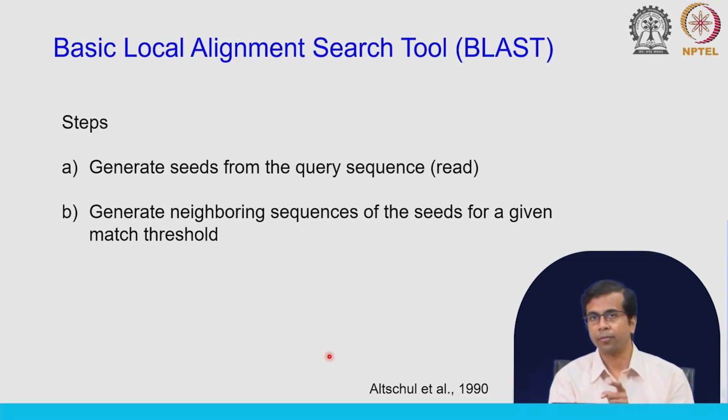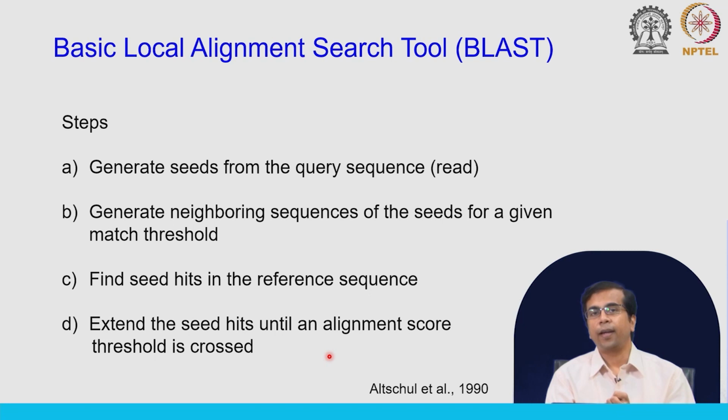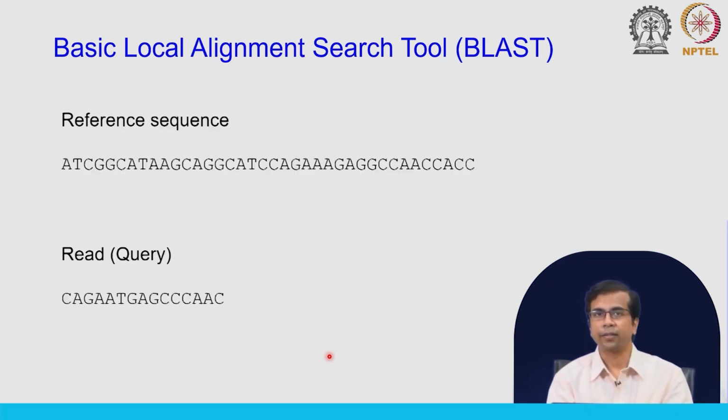We will take an example to understand this better. Then we search these seeds against the reference sequence and find seed hits, the locations where these seeds actually hit, and then extend these seed hits until we reach an alignment score. Again, we can set a threshold for the alignment score, and once we cross that threshold, we extend those seed hits. We will take an example to understand this process better.